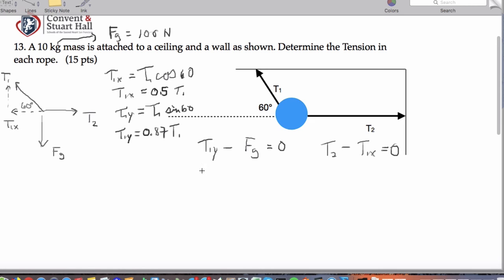So I have 0.87 T1 minus 100 equals 0. So it looks like I can solve directly. So here I have T1 is going to equal 100 divided by 0.87. And that's going to give me about 115 newtons. So let me just double check that. Yep.